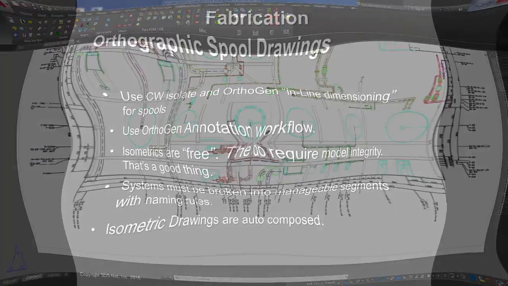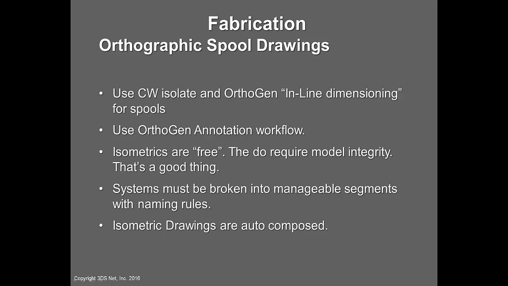Very powerful feature. This part of the presentation, I'd like to talk about using OrthoGen for fabrication drawings or orthographic spools. I'd like to show you how you can use OrthoGen and CADWorx to create these orthographic spool drawings. We'll be using the CADWorx isolate command to isolate a pipeline or segment of a pipeline, and the OrthoGen component dimensioning to add detailed dimensioning, and then the tagging of all the components on the spool. We'll use the OrthoGen workflow of placing tags on the inside, and the dimensioning will actually follow along the piping.